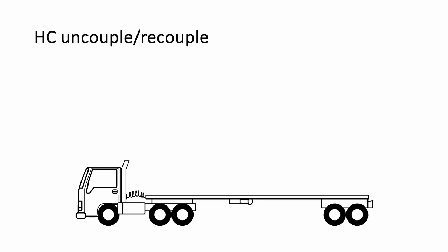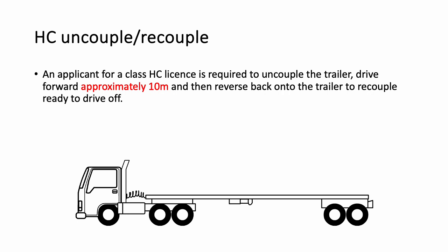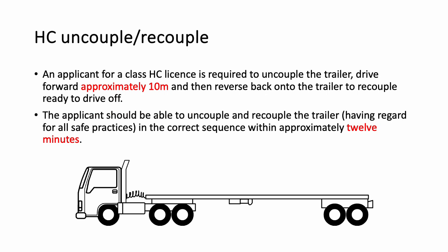HC uncouple recouple. An applicant for Class HC is required to uncouple the trailer, drive forward approximately 10 meters, and then reverse back onto the trailer to recouple, ready to drive off. The applicant should be able to uncouple and recouple the trailer, having regard for all safety practices, in the correct sequence within approximately 12 minutes.